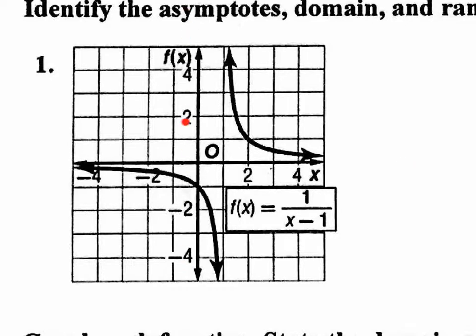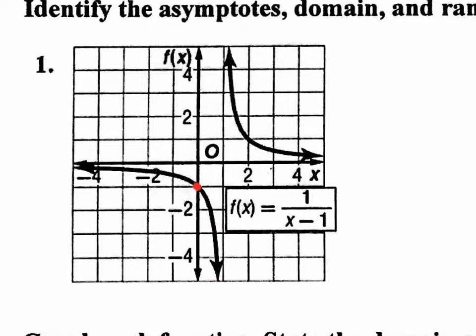What's your vertical asymptote? Is it x equals 0? No, it's not. It's over here. Both of these graphs infinitely approach this line right here, which is a vertical asymptote, x equals 1. Does that make sense? Yay or nay? No? Okay.